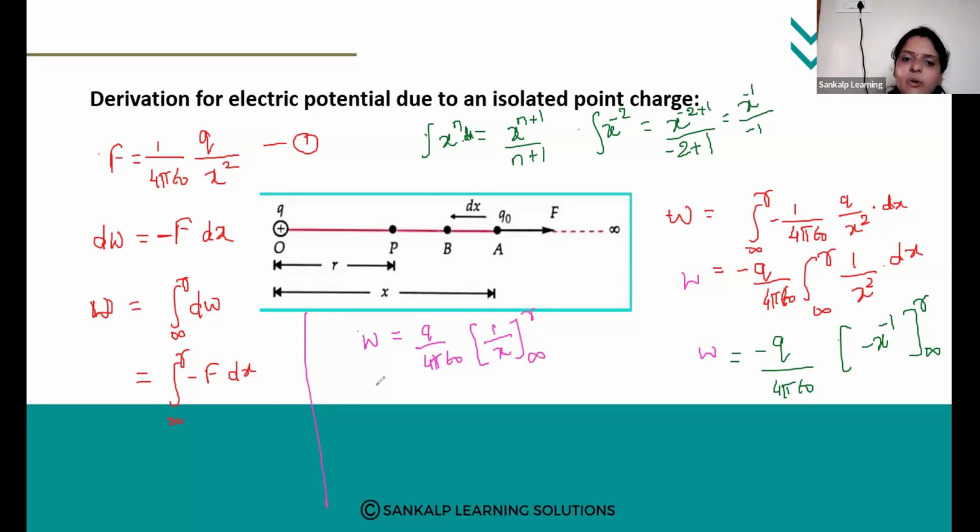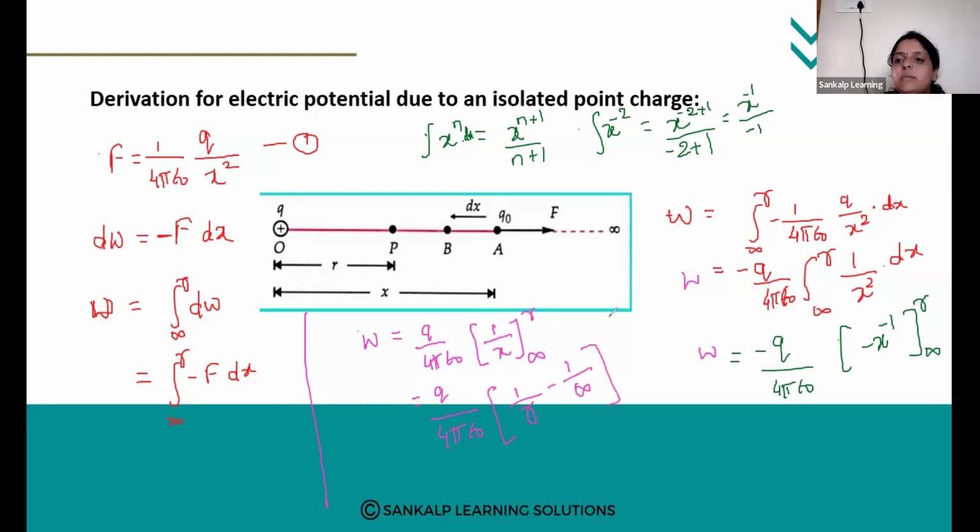Now, according to the limit rule, what do we need to do? Substitute upper limit minus lower limit. Where should we substitute? Wherever the variable is, we substitute there. So where x is, put the variable r and infinity. According to the law, what is that? That is upper limit minus lower limit. So in the x place, first put the upper limit, that is r, minus lower limit. So what is the lower limit? Lower limit is infinity. So in the x place put infinity.